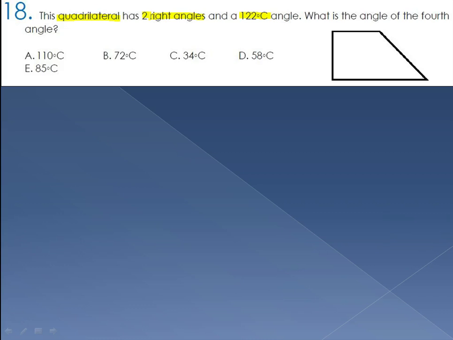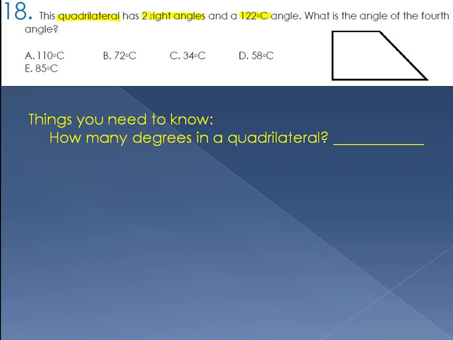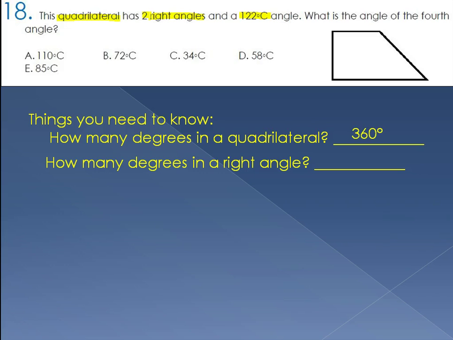So what do we know already? We know how many degrees in a quadrilateral. This is the main thing you need to know, and you also need to know how many degrees in a right angle. So how many degrees in a quadrilateral? 360. And how many degrees in a right angle? You have 90 degrees. If you did not know this information, you would find it very hard to answer this question. This is all prior knowledge that needs to be developed before you go into the exam. Knowing how many degrees are in a quadrilateral and how many degrees in a right angle, in this particular shape, there's 2 right angles. It's 90 and 90.